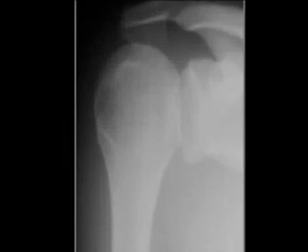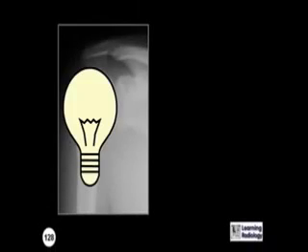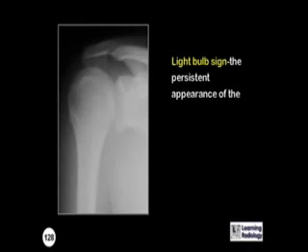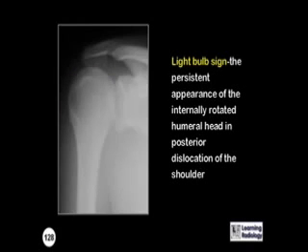What is the descriptive term given for this appearance? This is the light bulb sign, the persistent appearance of an internally rotated humeral head in a posterior dislocation of the shoulder.